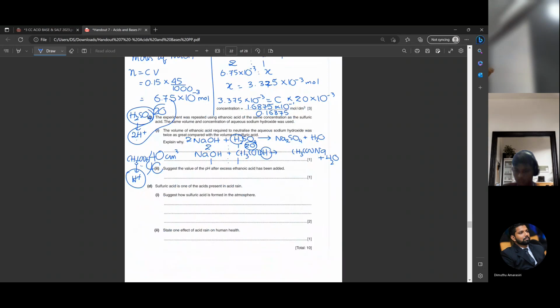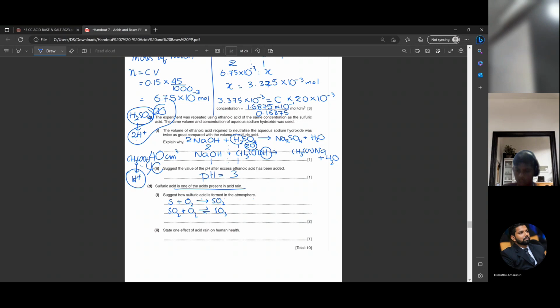Right. So then the suggested value of pH is around 3. Sulfuric acid is one of the acids present in acid rain. Suggest how sulfuric acid formed in the atmosphere. It's a hard question. Listen, it's a hard question. First of all, you should tell how sulfuric is produced due to burning of fuel. Fuel contains sulfur that reacts with oxygen to produce sulfur dioxide. Sulfur dioxide reacts with oxygen further to give sulfur trioxide. This is the contact process reaction.